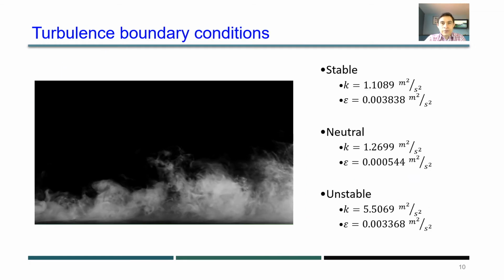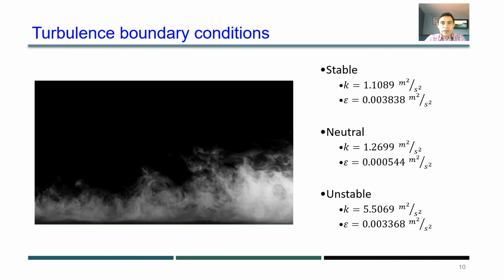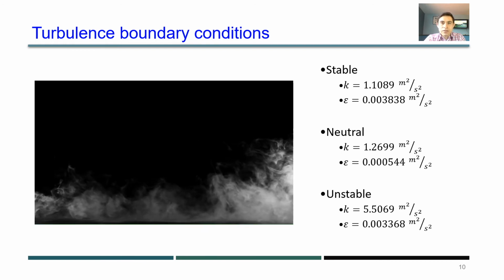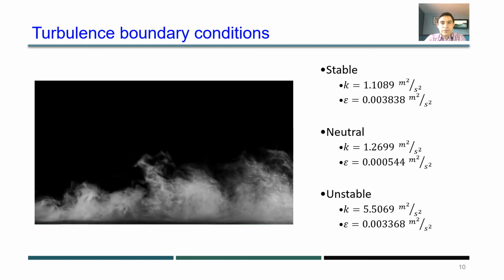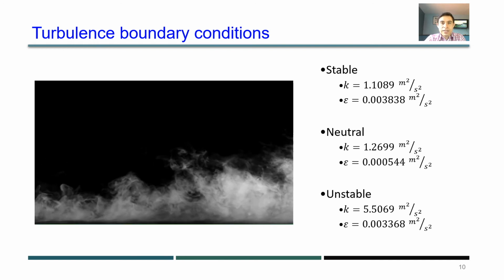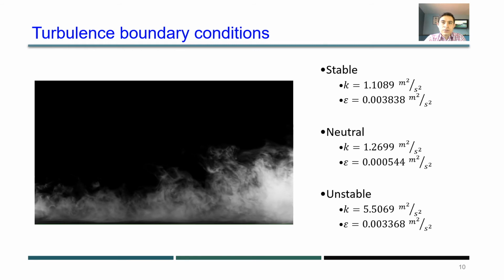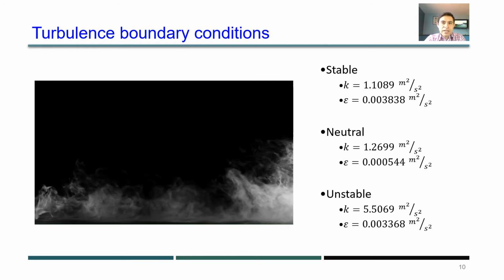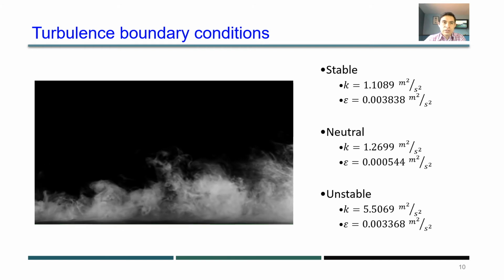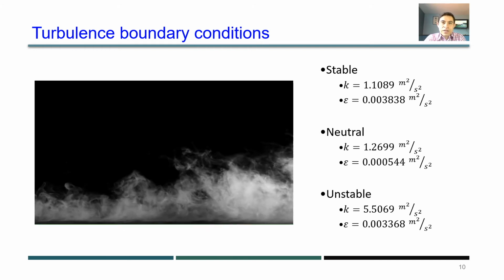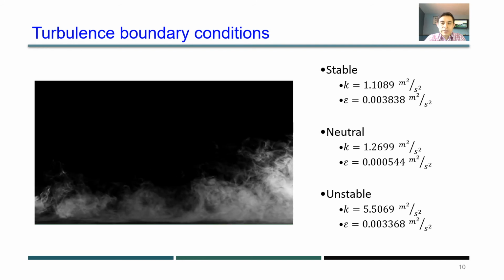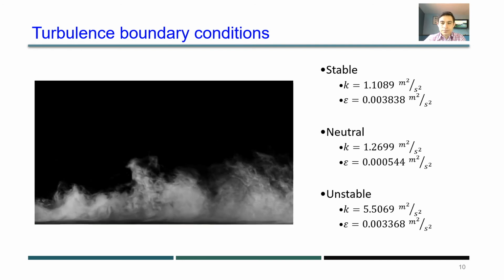As stated before, in order to close the system, we add the Reynolds-averaged Navier-Stokes k-epsilon model, which adds 2 equations to the system. The first one for the turbulence kinetic energy, and the second one is for the turbulence dissipation rate. This model offers an accurate solution at a low computational cost. Here, we are presenting the values for each constant used to reproduce the atmospheric stability conditions.